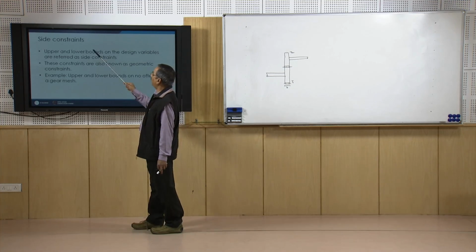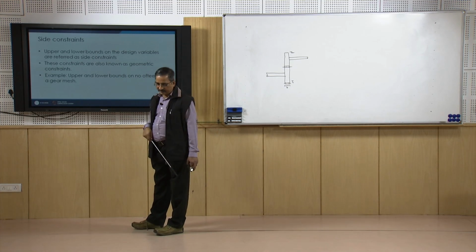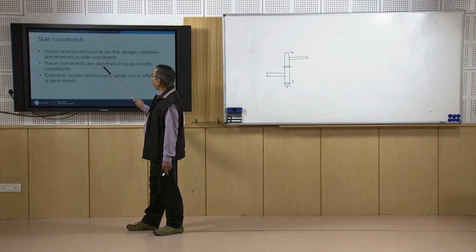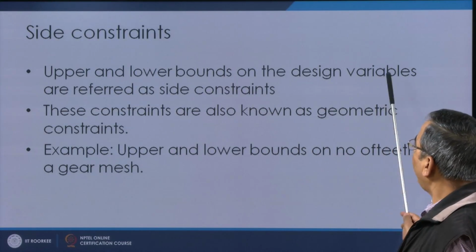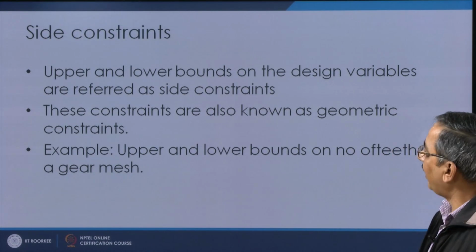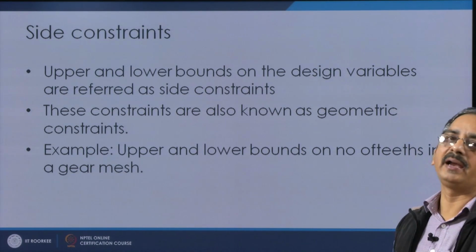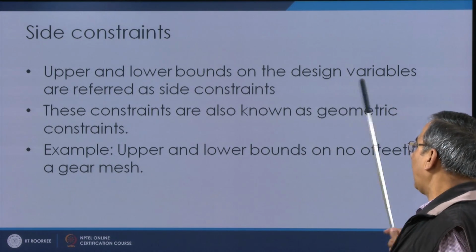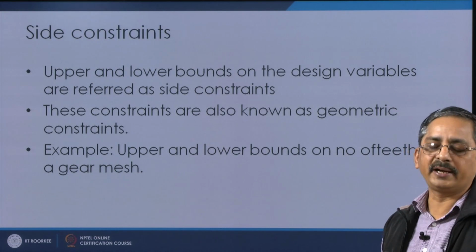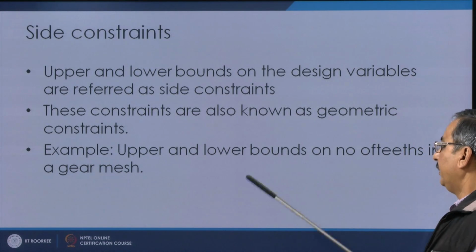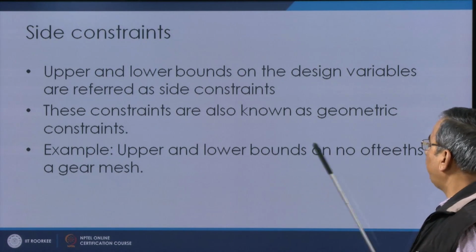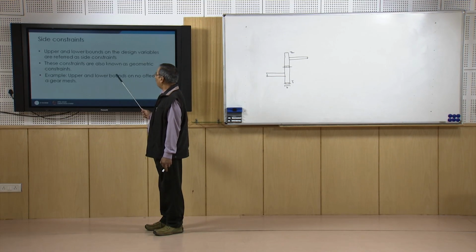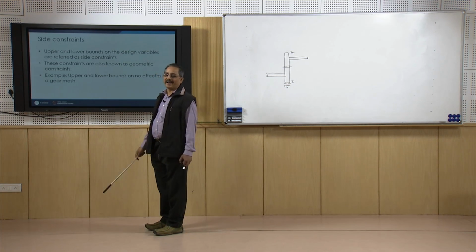Then we have the third type of constraint, that is called the side constraint. Here upper and lower bounds on the design variables are referred to as side constraints. These constraints are also known as geometry constraints, and an example could be the upper and lower bound on the number of teeth in a gear mesh. So, these are what we call side constraints.